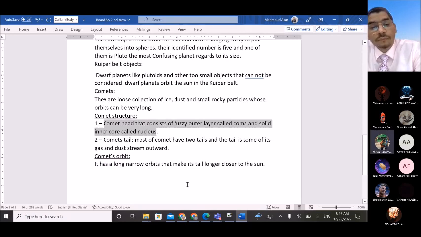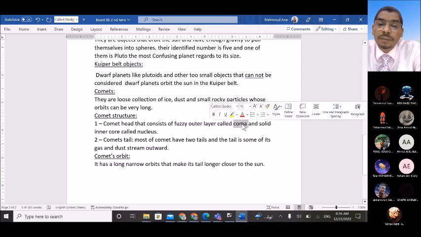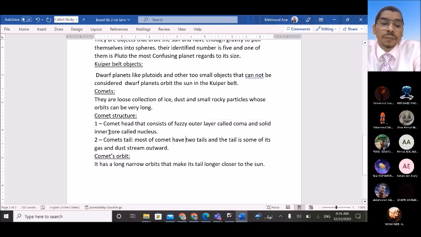The comet head consists of a fuzzy outer layer called coma and a solid inner core called nucleus. That's well. So the head, Firas, has two layers, inside and outside. What's inside the comet head? Fuzzy outer layer. And we call it what? Coma. Good. Sorry, from inside, core.